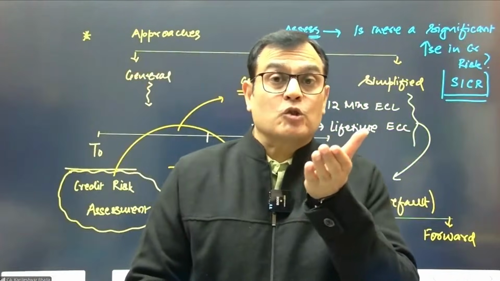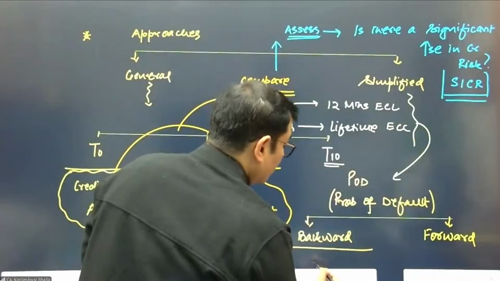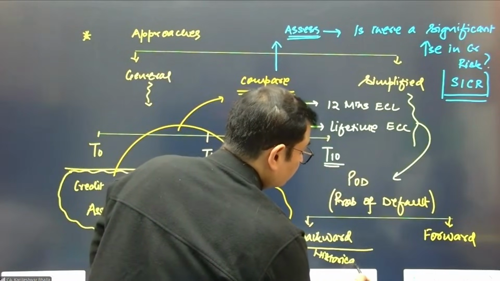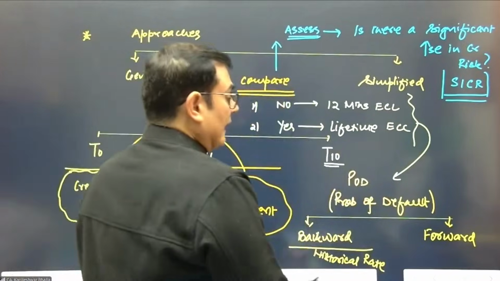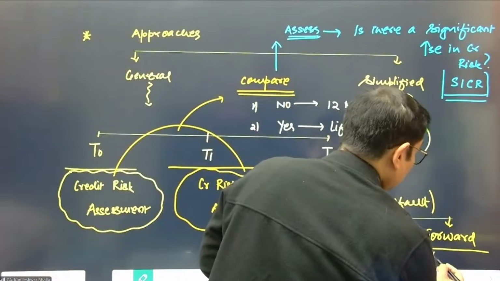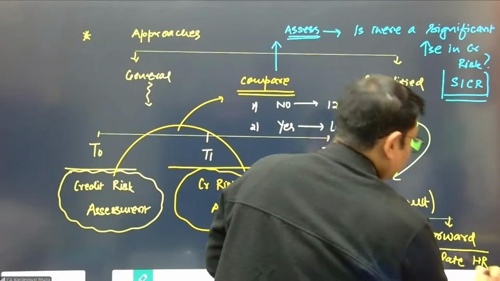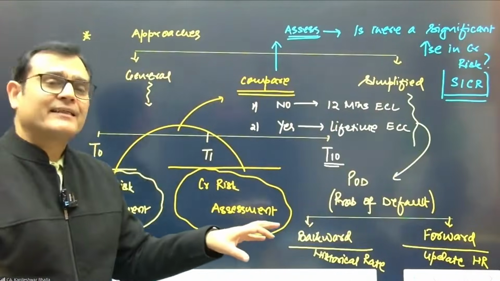We need to see the historical defaults, because when you look backward, you will be able to get the historical rates of default. And when you're looking forward, then you will be able to update this historical rate as well. So this involves looking at a lot of factors.